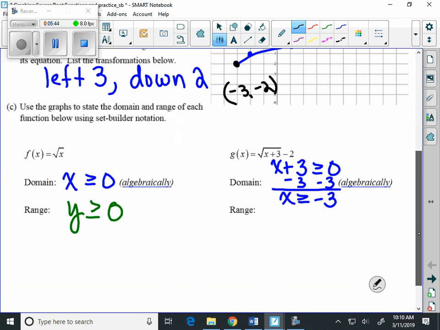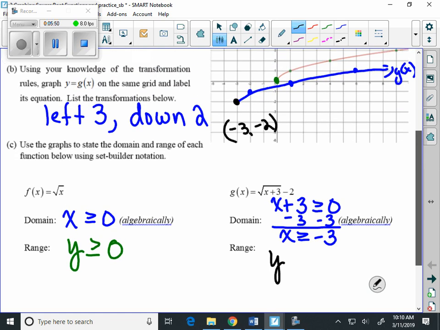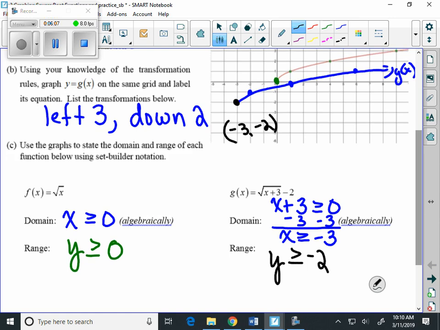Range is lowest to highest. And again, do we have a high point or do we have a low point on the graph? Well, that black point is our lowest point on the graph. The y value of that point is negative 2, and all of those blue values are above that. So our range is going to be y is greater than or equal to negative 2.